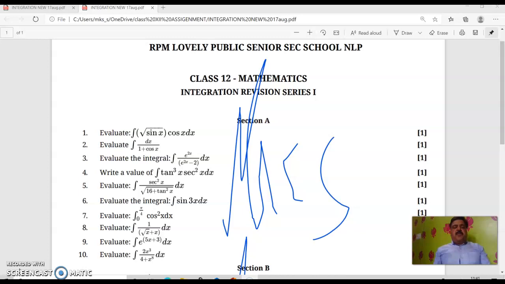Now I hope direct formulas will be there of cosec square x and cosec x into cot x, or something like tan x into sec x. Direct formula will be there.